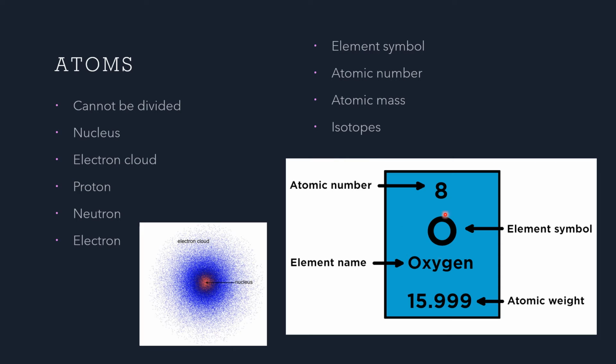So oxygen can have different numbers of neutrons in the nucleus. And depending on the number of neutrons in the nucleus, the atom will behave a little bit differently. So it could have 6 neutrons, it could have 8 neutrons, and depending on how many neutrons are there, the element will behave differently.